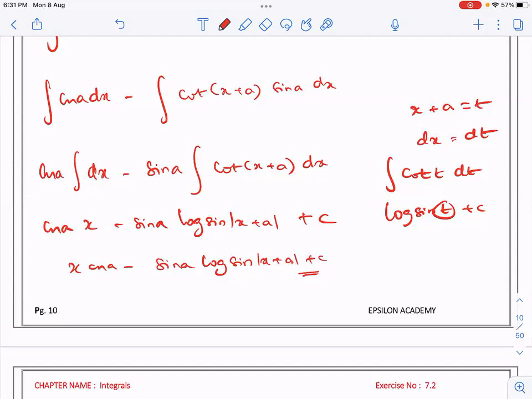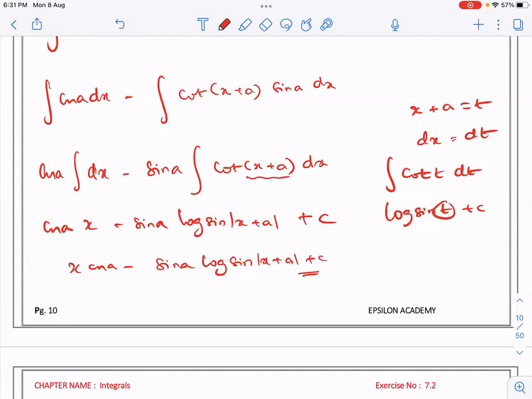Is that clear? So he was asking me, if this x plus a comes, will it not become chain rule? First point to remember, chain rule is not there in integrals. Okay, there is only product rule, which is also called as by parts.